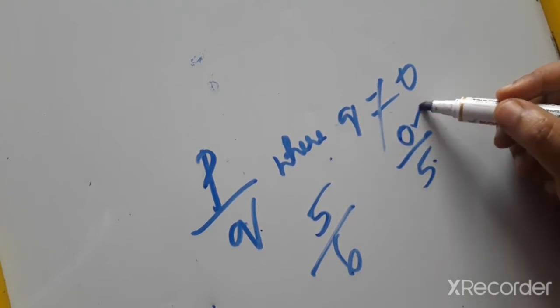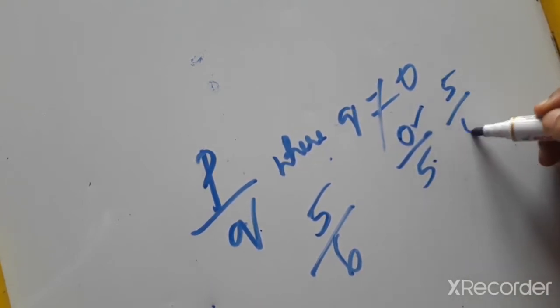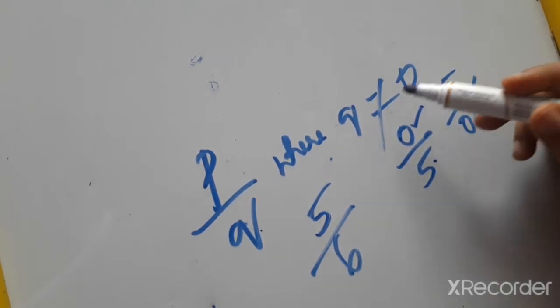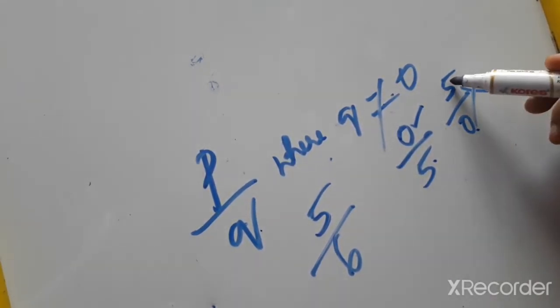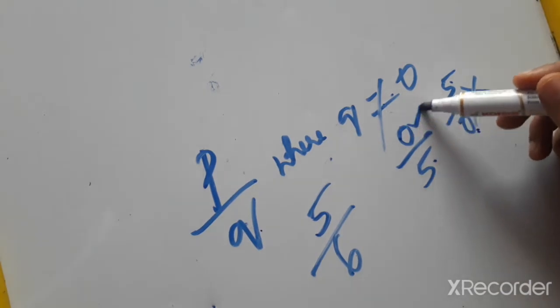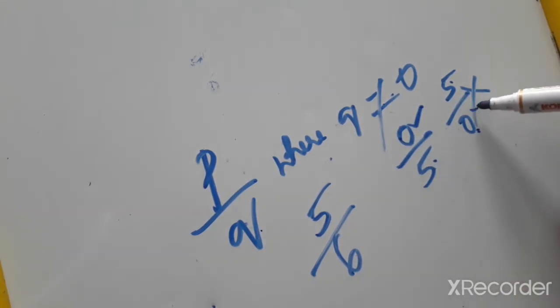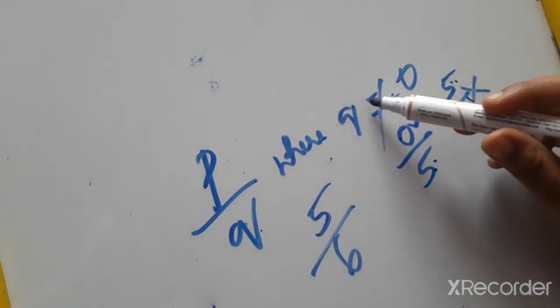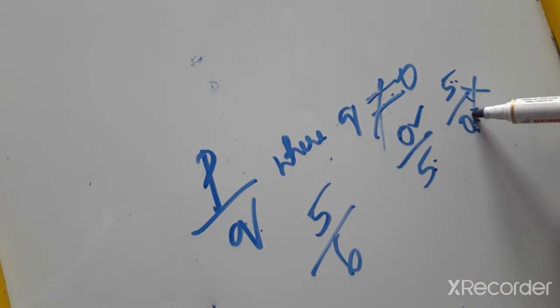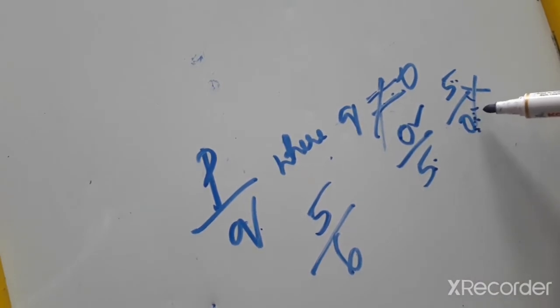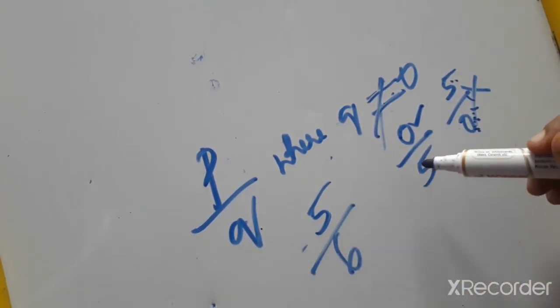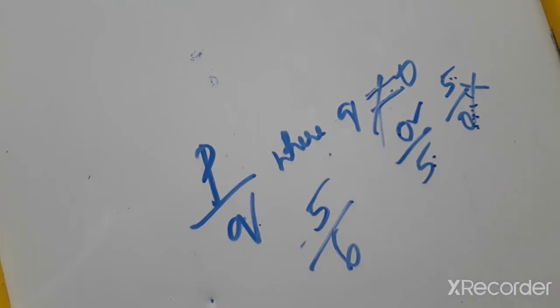We can write the numerator as 0, but 5 by 0 is not a rational number. In p by q, p can be 0, it's okay, but q does not equal 0. 0 by 5 is a rational number, but 5 by 0 is not a rational number. Q does not equal 0 means q should be greater than 0. And we can express positive or negative rational numbers.